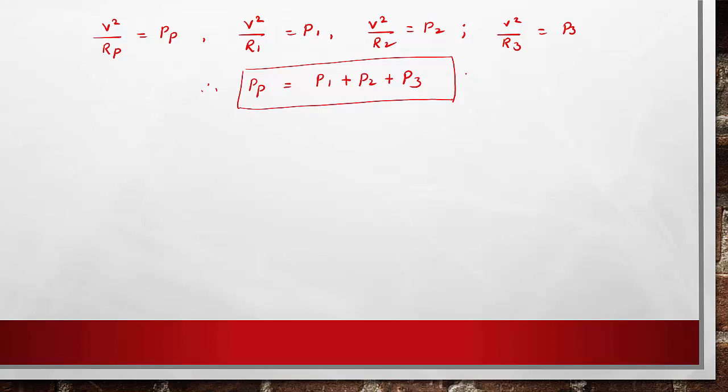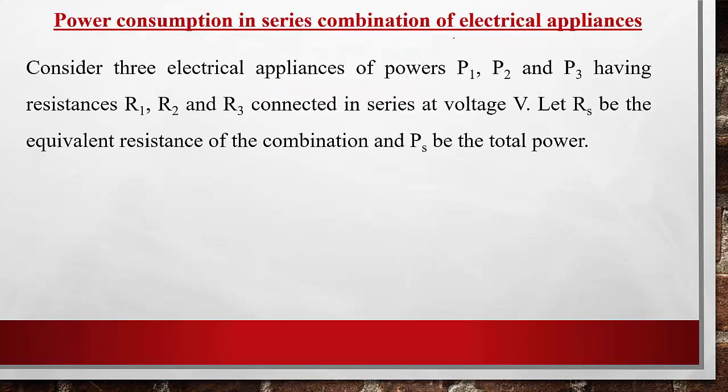Then what it indicates? The total electric power consumed in the parallel combination of electrical appliances is equal to sum of powers of individual appliances. So when we are going to add the power consumption in each combination, that gives total power. This is for parallel combination. Is it clear? Similarly, we can find power consumption in series combination.